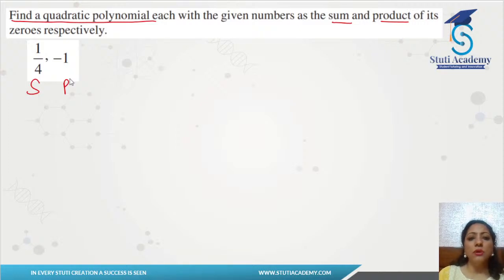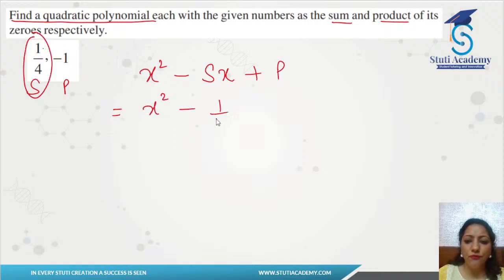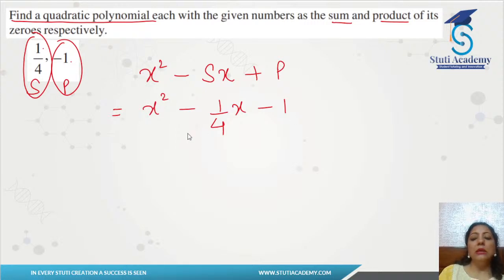Now we know how to construct a quadratic polynomial. We have just learned it is x square minus sum of the zeros times x plus product of the zeros. So that is x square minus sum, that is 1 by 4, x plus product. So we can write it as minus 1. The product is minus 1, so I've written minus 1. Either you can leave it here or you can simplify it.